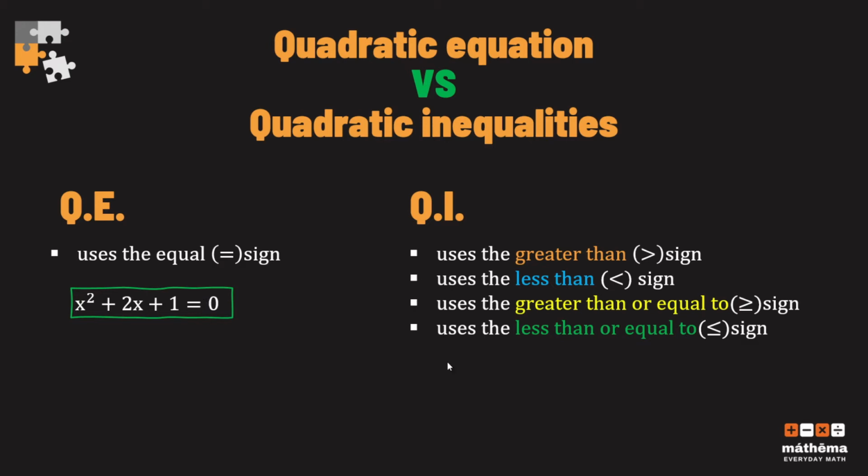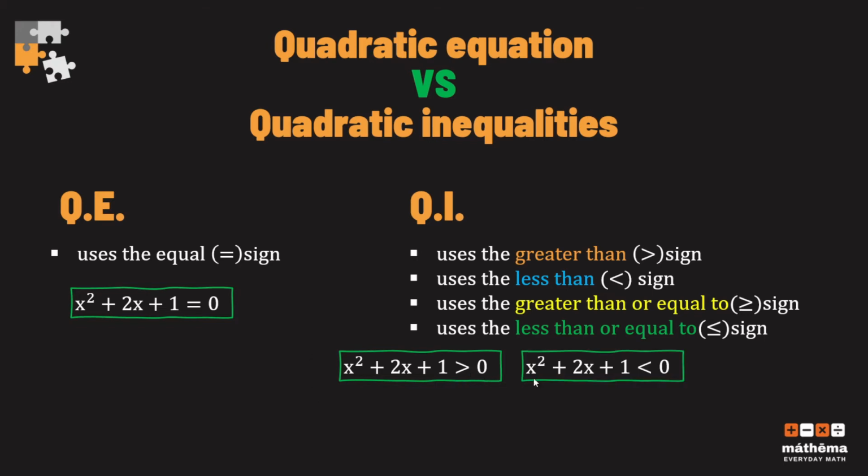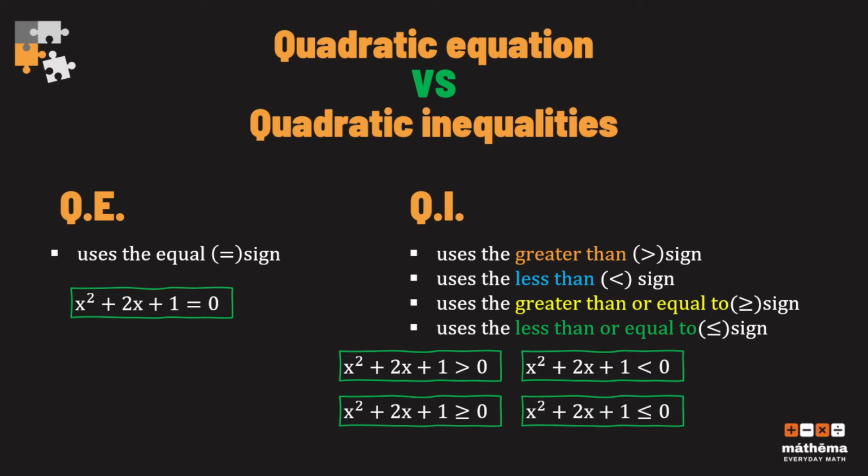Examples of quadratic inequalities: we have x squared plus 2x plus 1 is greater than 0. x squared plus 2x plus 1 is less than 0. x squared plus 2x plus 1 is greater than or equal to 0. x squared plus 2x plus 1 is less than or equal to 0.